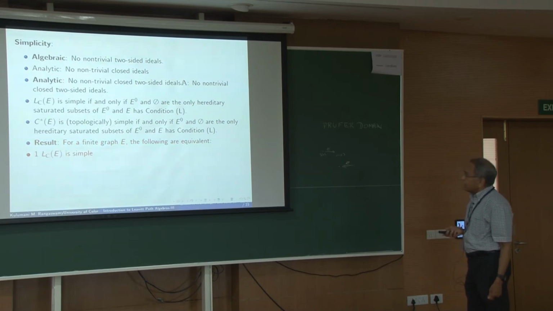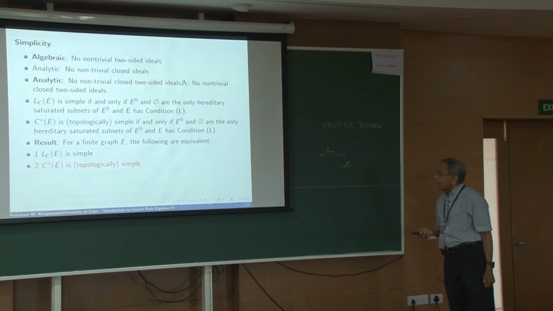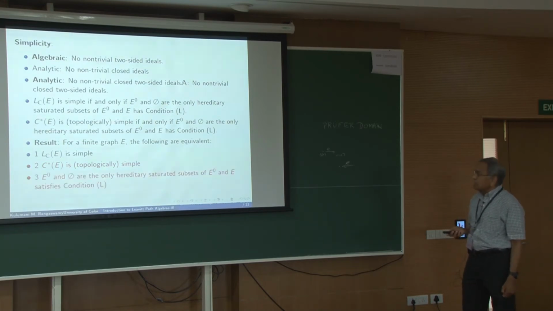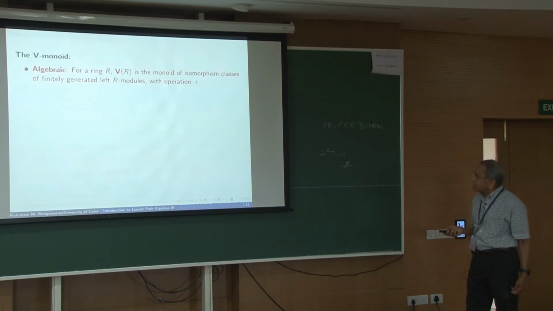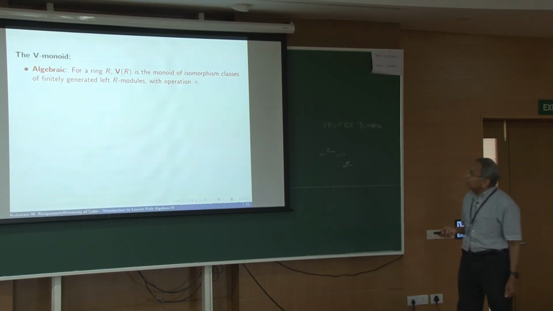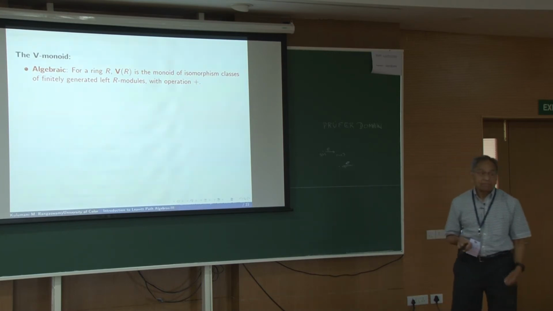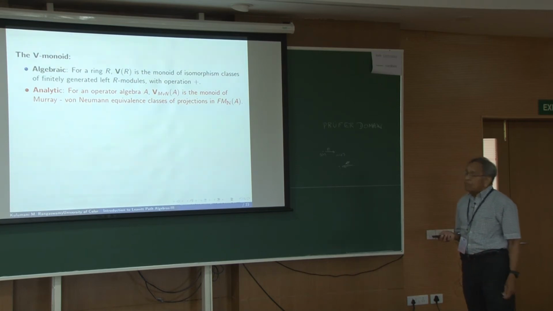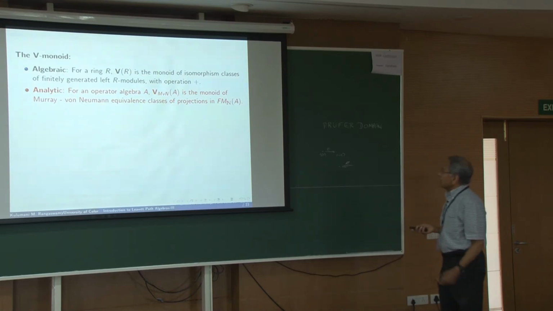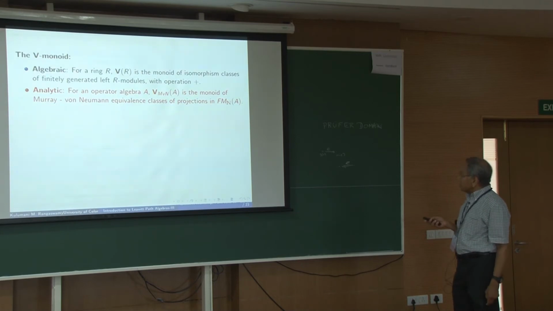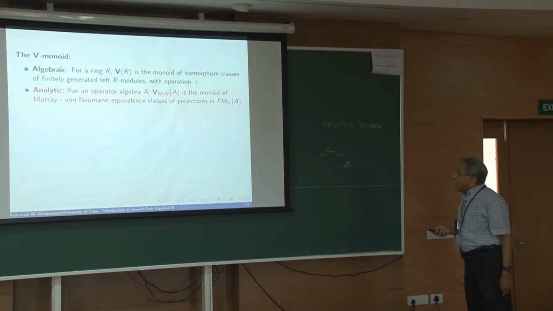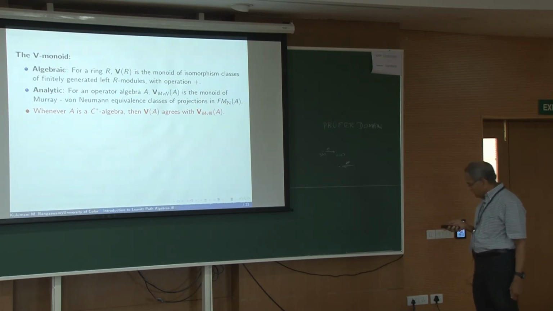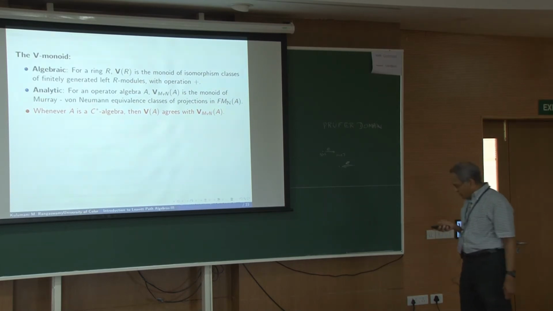As a quick example again, to emphasize the point, if E is a finite graph, then the Leavitt path algebra is simple if and only if the corresponding C-star algebra is topologically simple, and if and only if the corresponding graph condition holds. And again, if you look at the V monoid, algebraically we know it is the monoid of isomorphism classes of projective modules with the appropriate operation, defined analytically for an operator algebra A. V sub M is the monoid of equivalence classes of projections in the matrix ring, eventually omega cross omega matrix rings with finite matrices only. And whenever A is a C-star algebra, the V monoid is isomorphic to the corresponding V sub MvN monoid of A.